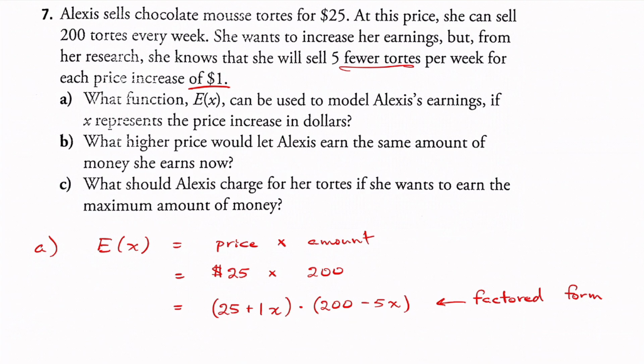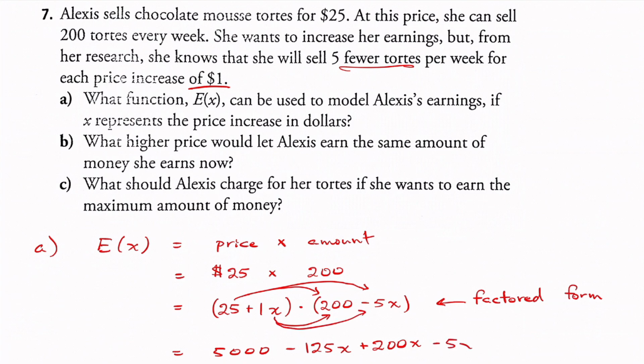The question doesn't say what form it wanted it in, but the answer in our textbook doesn't have it in this form. So what we have to do is just FOIL this all out and get it into standard form. So I'm going to have 25 times 200. That's going to give me 5,000. Then we have 25 times that negative 5x. That's going to give me negative 125x. We have x times 200. That's 200x. And then last, x times negative 5x.